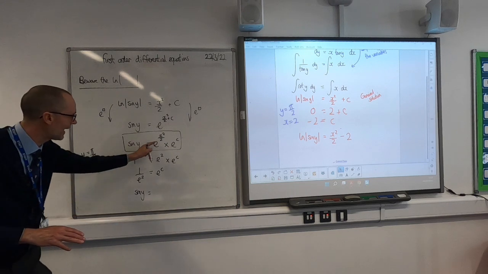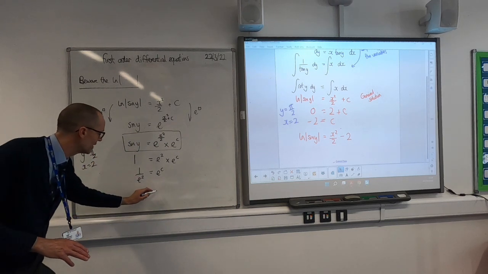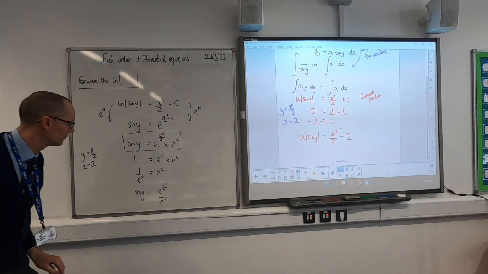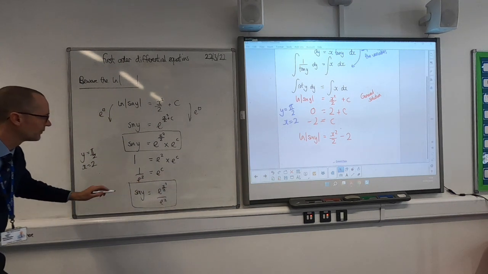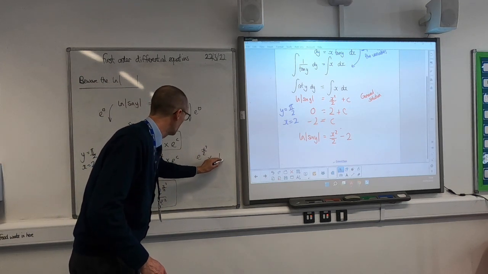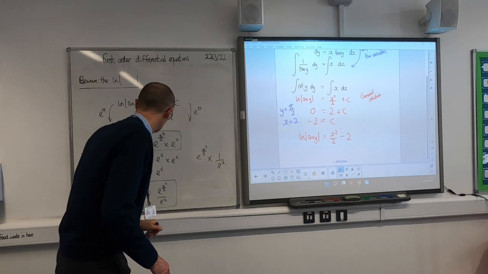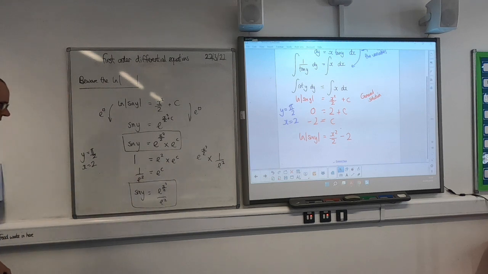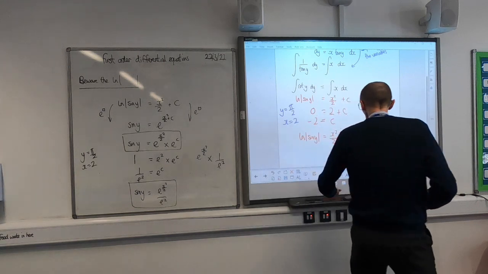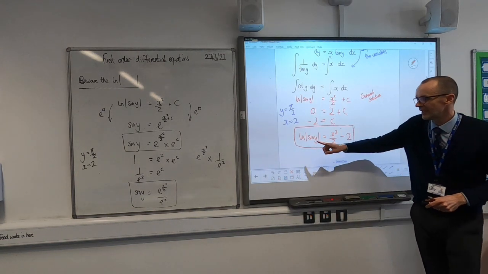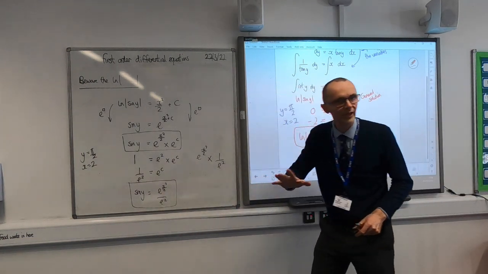Are we happy that that multiplied by that is the same as this? Okay, what I've done is I've done e to the x squared over 2 multiplied by 1 over e squared, because that's what e to the c is, and then I just combine them. That's my particular solution. Now we've got two particular solutions. We've got this and this. Which one is correct?